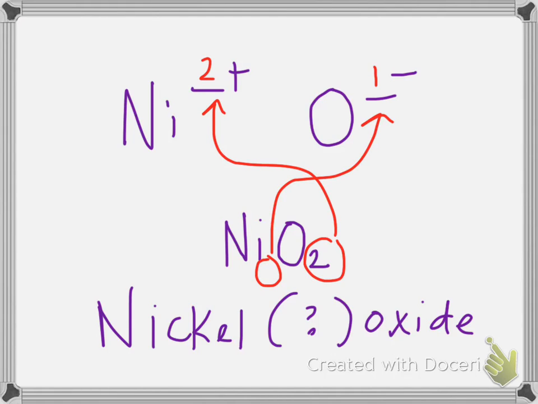Okay, is this right? Am I done? Is this nickel 2 oxide? Does oxygen typically form a -1 ion? No. So I know that I have to multiply that by 2 to get the common anion of oxygen. I'm going to have to multiply that by 2 as well. This is actually nickel 4 oxide. Questions?